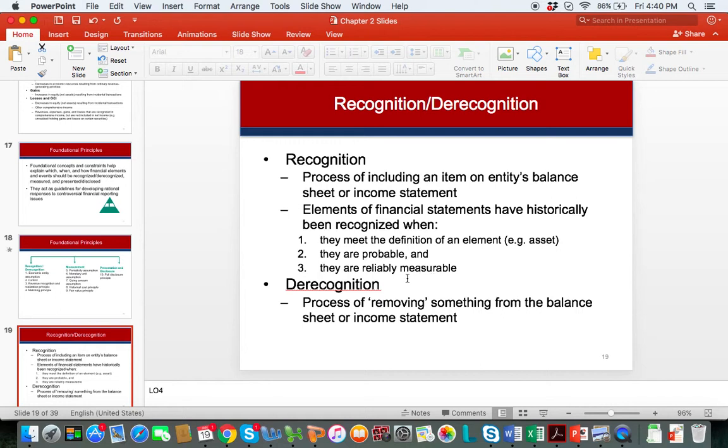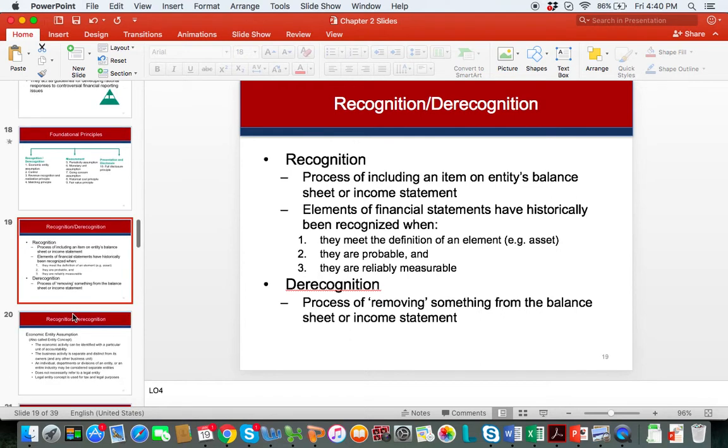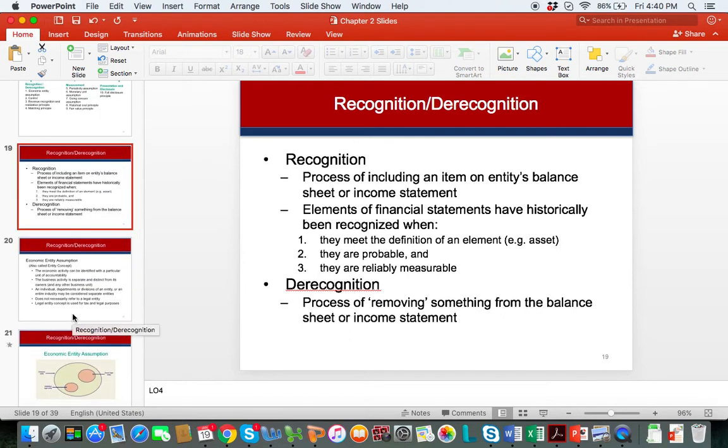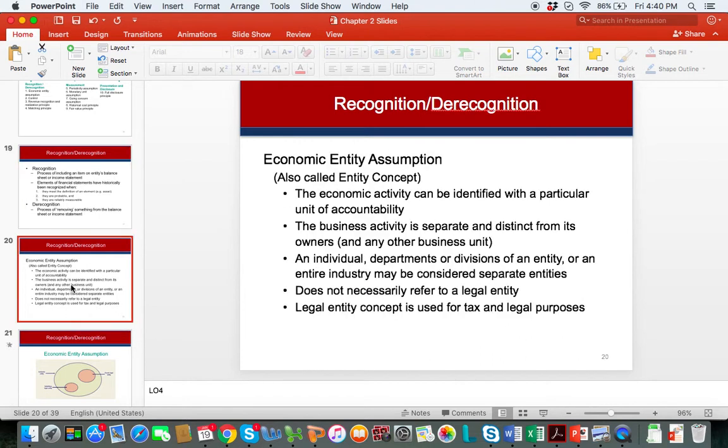So then de-recognition is the process of removing something from the balance sheet or income statement. It could be something that doesn't fit this criteria anymore, or it could also be an asset that you've used, or an asset that you're selling, like old machinery, etc.